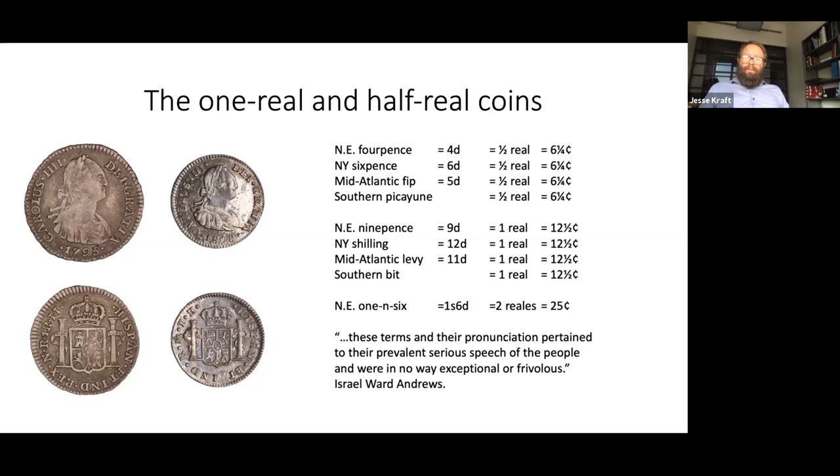The FIP and the levy I'd like to talk about in particular, that was the local terms for these coins in and around Philadelphia and the states that encircle that area. FIP, as you can see, there were five pennies, which they called a five penny bit or a FIP penny, or they shorten that to FIP. So that's where FIP comes from. And same with the levy, it was originally an 11 penny bit or a levy, they shorten that too.